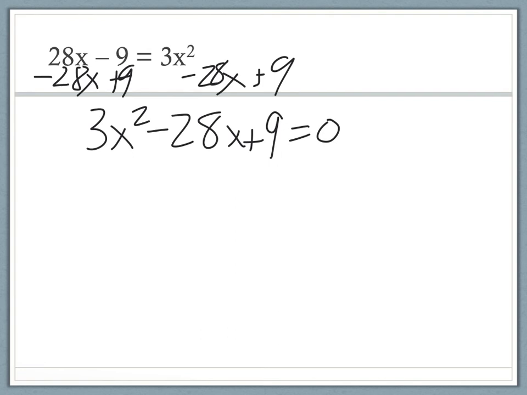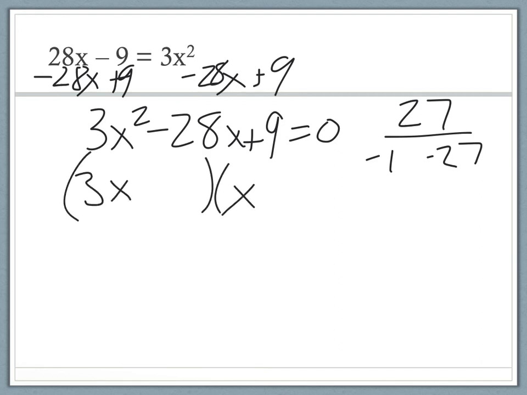Now, if I look, 3, 28, and 9 don't have a number in common, so I can't take out a GCF. So I'm just going to go ahead and multiply 3 times 9, which is going to give me 27. Now I have to think, what things multiply to 27 but will add up to a negative 28? Well, don't forget 1 and 27, but that adds up to a positive 28, so I need to do negatives. Yep, that'll work. So we have 3x and x.